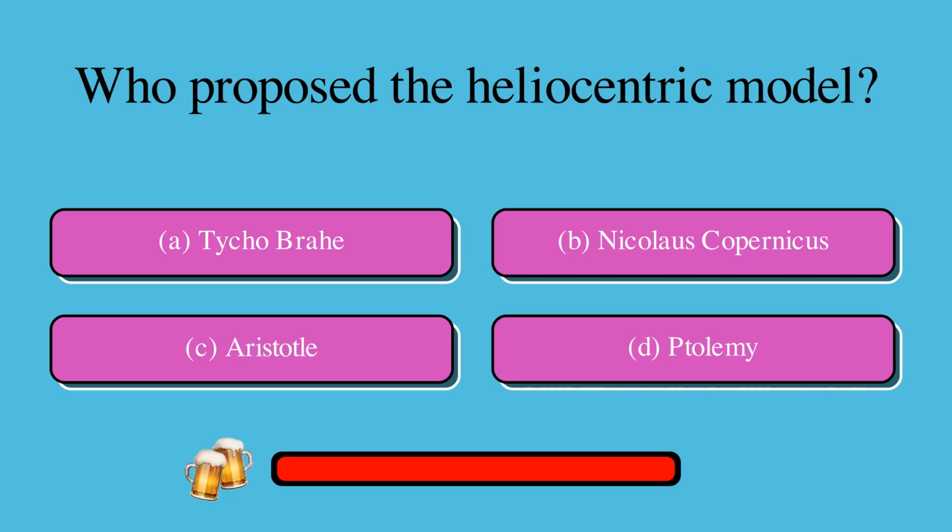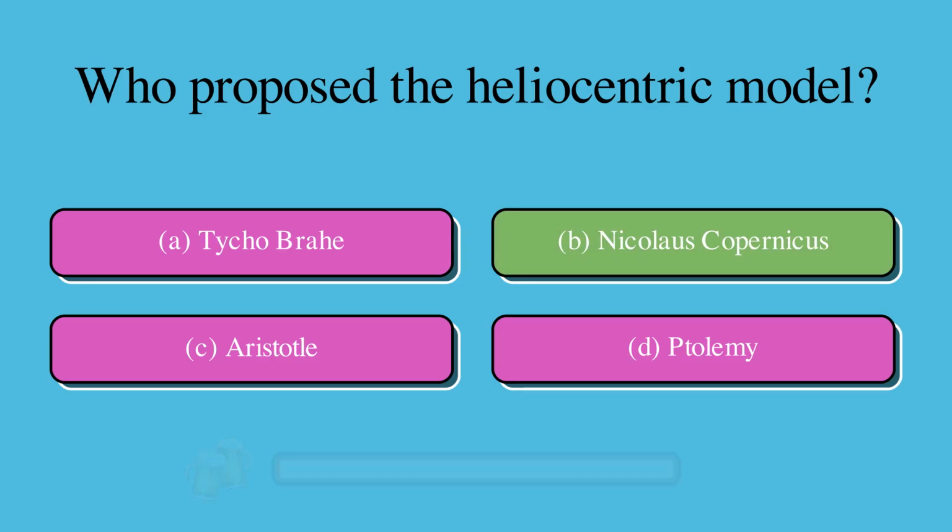Who proposed the heliocentric model? Is it A. Tycho Brahe, B. Nicholas Copernicus, C. Aristotle, or D. Ptolemy? The correct answer is B. Nicholas Copernicus.